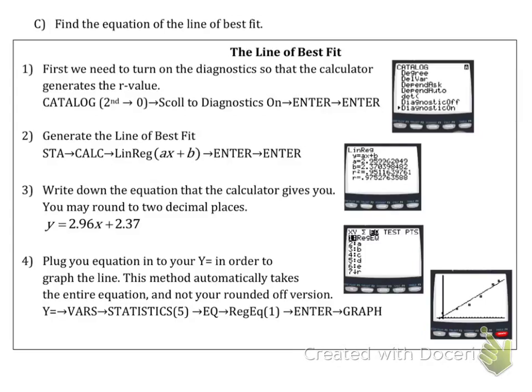Now we can start by generating our line of best fit. In order to do that, you press Stat, Calc, the option Lin Reg, that stands for linear regression, and then press Enter twice.